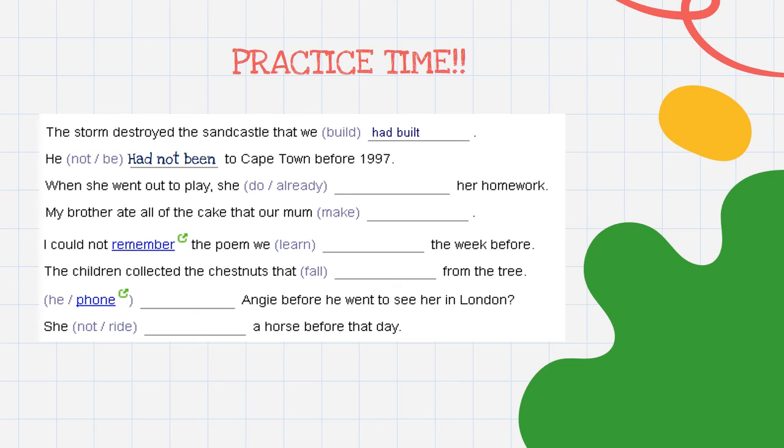When she went out to play, she had already done her homework. My brother ate all the cake that our mom had made. I couldn't remember the poem we had learned the week before. The children collected the chestnuts that had fallen from the tree. Had he phoned Angie before he went to see her in London? And finally, she hadn't ridden a horse before that day.